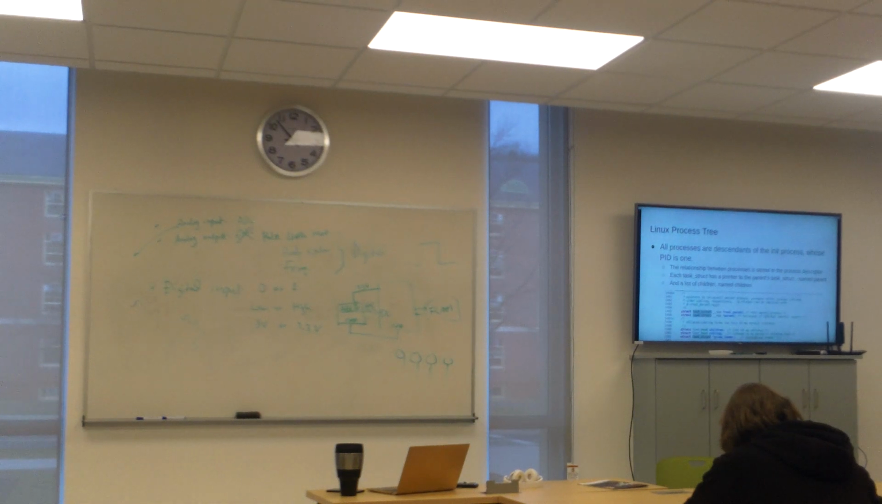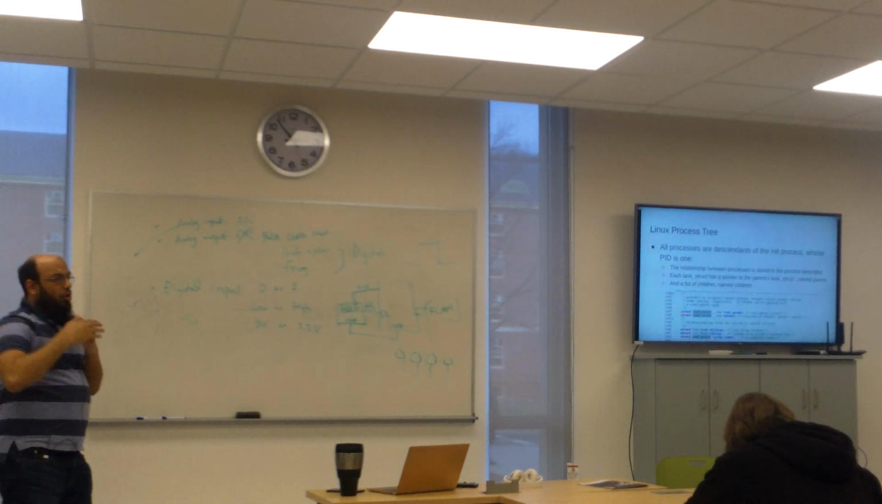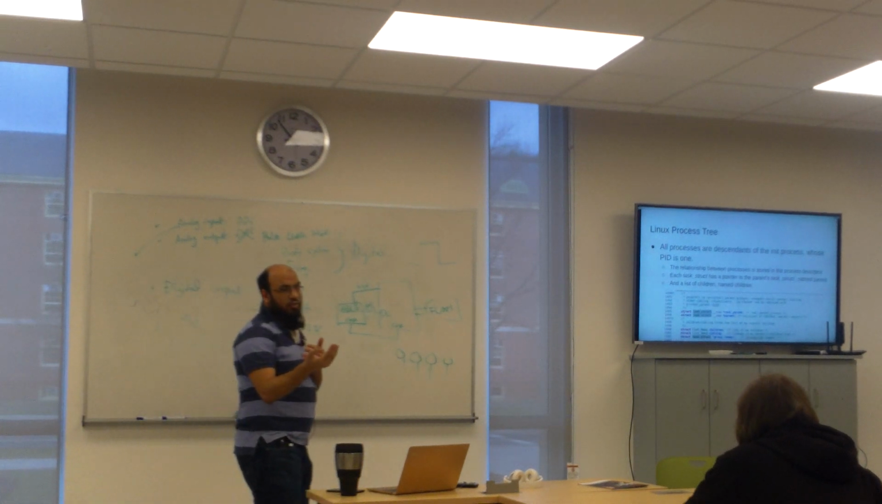And the init process has a PID of 1, process ID of 1, and the relationship between processes is stored in the process descriptor. So in each task struct, you have a process descriptor that basically has a pointer to the parent's task struct. So you either point to your init process, or that points to whatever process that started you.